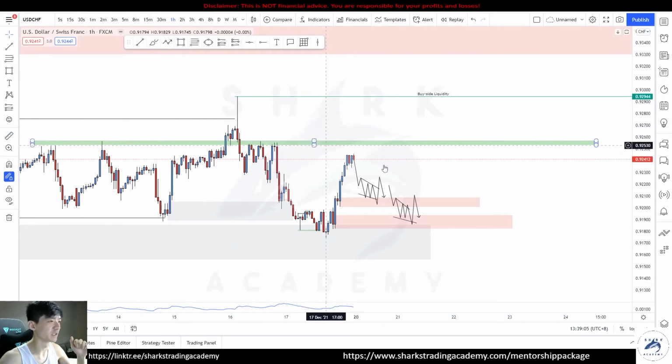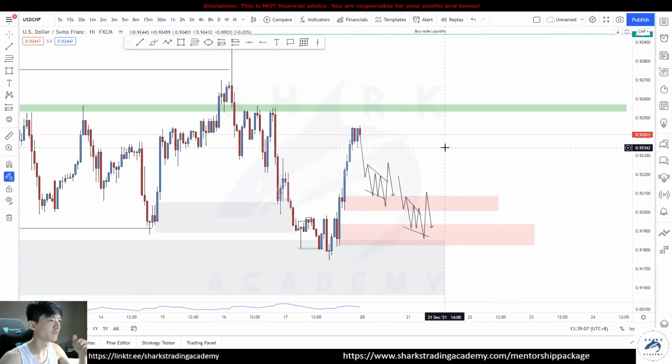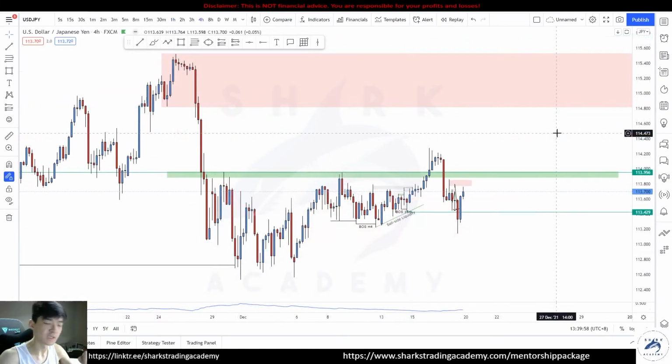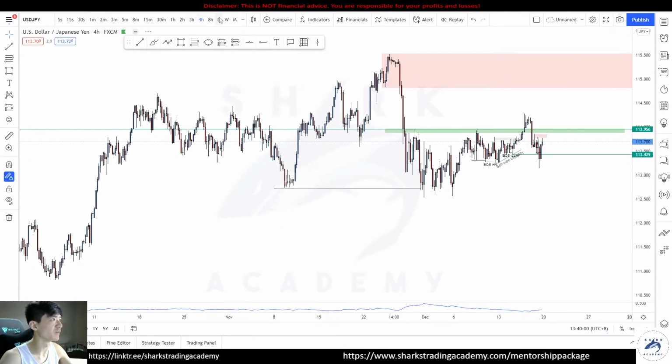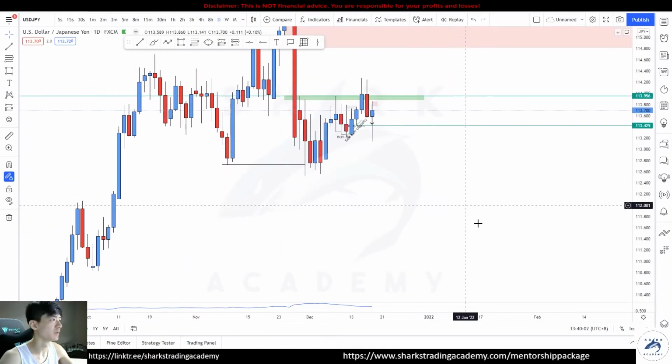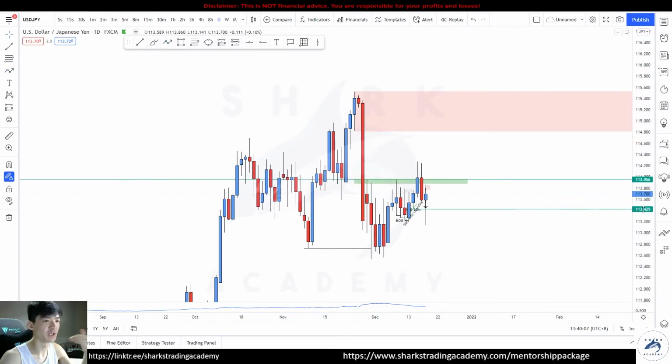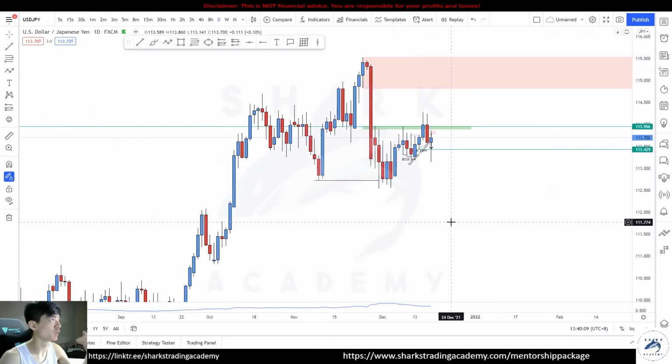Again, there is a lot of liquidity here, right? So if I want to be a buyer, I'm going to buy into these levels. So lastly, for dollar yen, you can see this entire framework over here is bearish. Why? Because we have a high, low, high breakdown. We have a huge distribution phase over here. So I am long-term bearish on dollar yen.